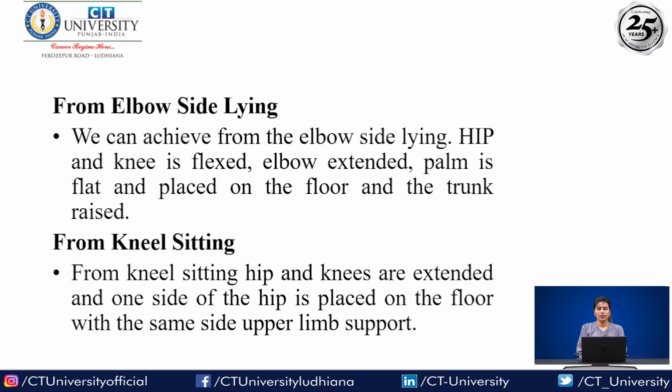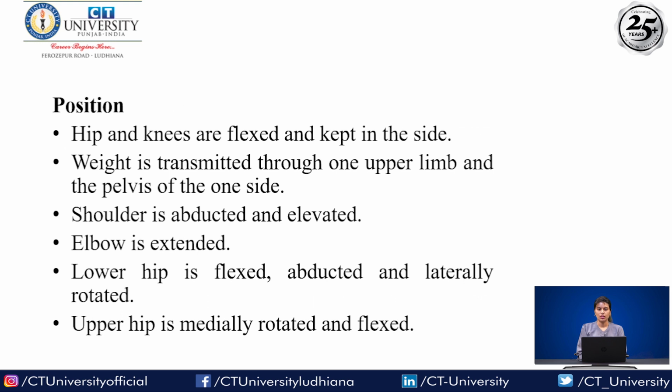Now from elbow side lying we can achieve side sitting: hip and knee are flexed, elbow extended, palm is flat and placed on the floor and trunk raised. From kneel sitting the hip and knees are extended and one side of the hip is placed on the floor with the same side upper limb support. Then in the position, hip and knees are flexed and kept to the side, weight is transmitted through one upper limb and the pelvis of one side, shoulder will be in abduction and elevation, elbow is extended, lower limb is flexed, abducted and laterally rotated, upper limb is medially rotated and flexed.